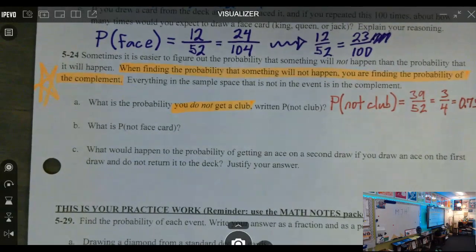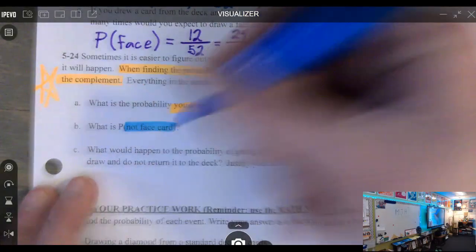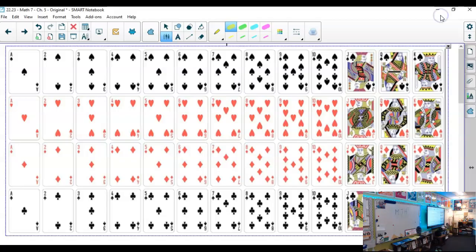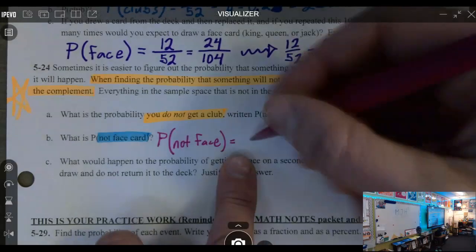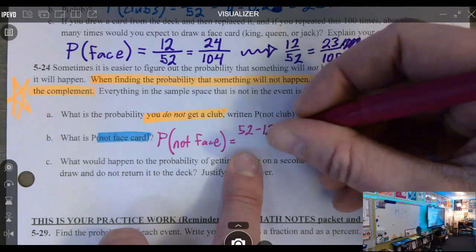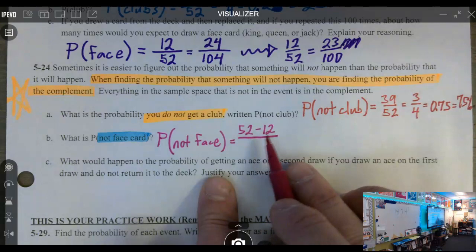Gabe, in B, we're asked about the probability of not a face card. Since there are 12 face cards, what I did is I subtracted 12 from 52. Guys, I love what Gabe is saying so much that let's write it down. Gabe said he subtracted 12 from 52 to say I had the entire deck. I'm going to take away the face cards.